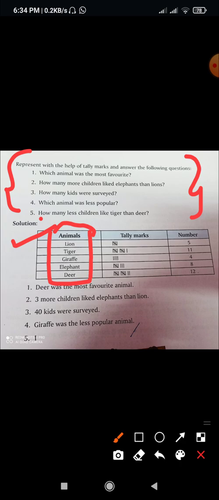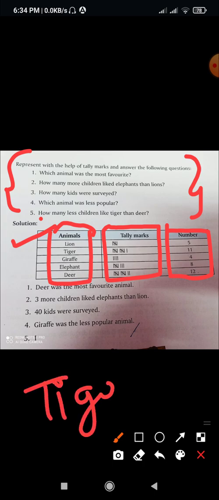We are giving the labels like lion, tiger, giraffe, elephant, deer. Now here the tally marks. You have to give the tally marks according to the table given. Now in the table so many types of animals are there. You have to count the animals according to the given table. Tally marks are given here. Lion 5, tiger, how many times they have shown tiger, giraffe, elephant and deer.